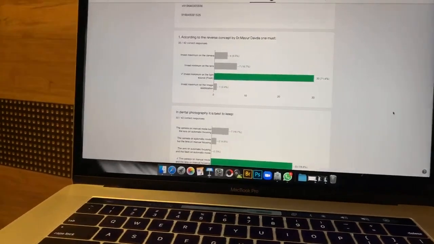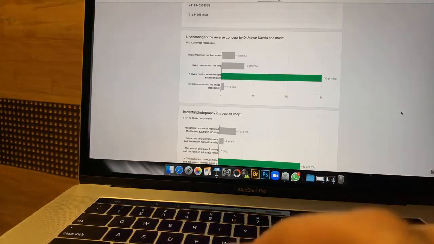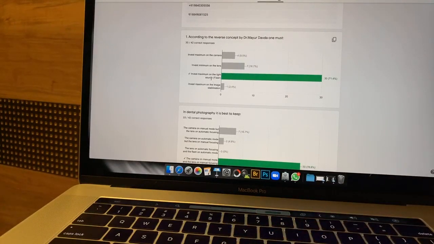According to the reverse concept by myself, we have to invest maximum on the light source. That was the correct answer. I can see that 30 of you have answered it correctly, but 12 of you couldn't. Some of them have said invest maximum on the camera. 4 people in fact have said that, and that is incorrect.